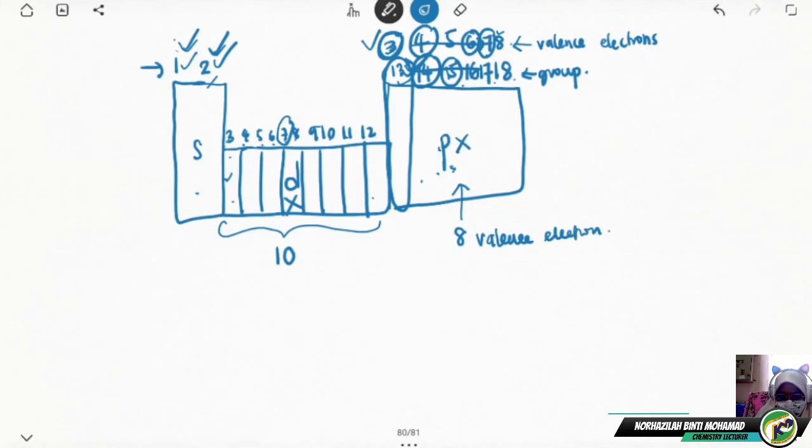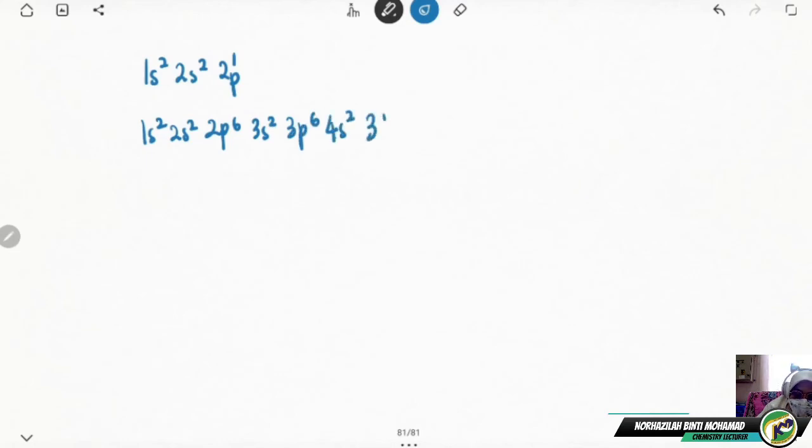Nak tunjuk contoh yang sama. Kalau saya ada 1s2, 2s2, 2p1, valence elektron dia sama tapi grup dia berbeza. Satu lagi: 1s2, 2s2, 2p6, 3s2, 3p6, 4s2, 3d1. So, kita tentukan dulu block for this element. Let's say ni X, ini Y. Element X, block dia apa? Valence elektronik configuration dia?